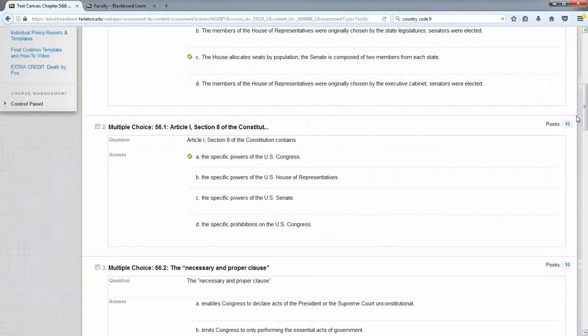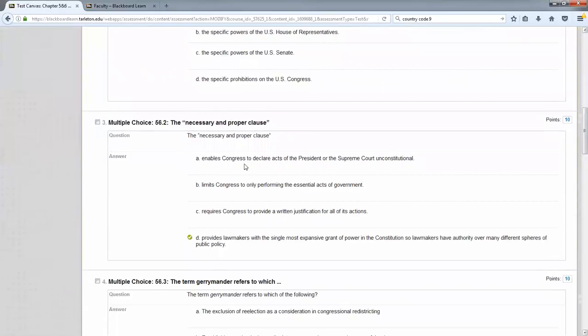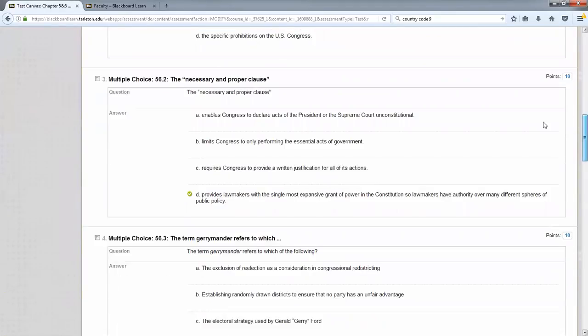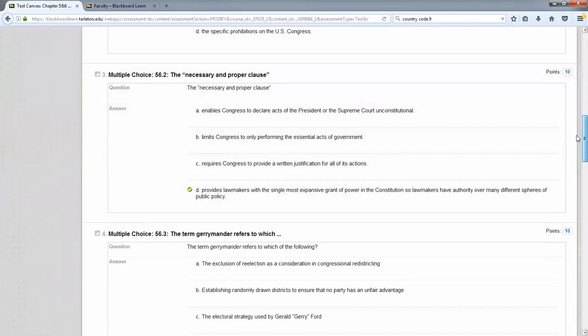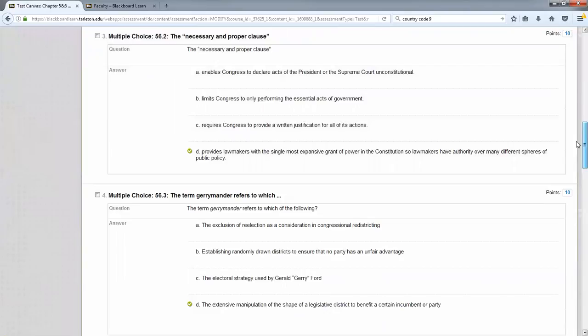Article 1, Section 8 contains powers of Congress. Necessary and Proper Clause, also known as the Elastic Clause, provides lawmakers with the most expansive, elastic, stretchy grant of power in the Constitution. The Necessary and Proper Clause says that they can do anything that's necessary and proper to carry out their powers, and this has been greatly exploited and stretched to expand government power.